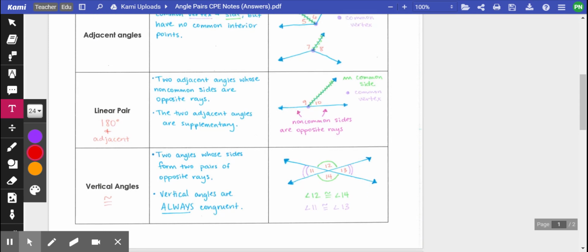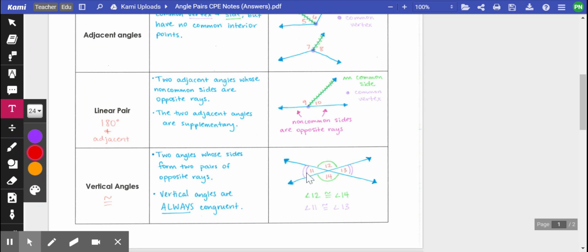And then our last type of special angle pairs are vertical angles. Vertical angles are the ones that, if you think about it, are opposite each other. So you can have, for instance, angles 12 and 14 or angles 11 and 13, and those are vertical angles. We have a special relationship between them. Whenever you have vertical angles, they are always going to be congruent to each other. In other words, they have the same measure.